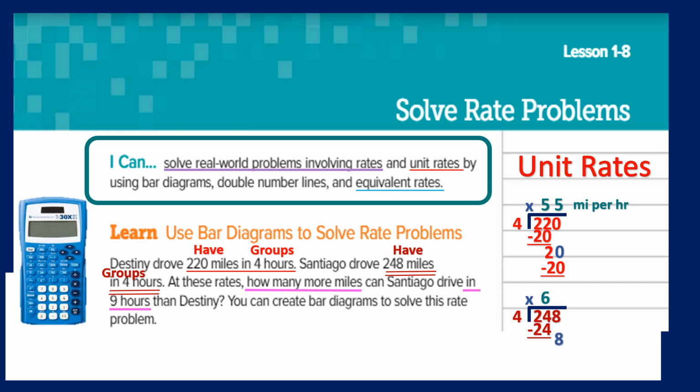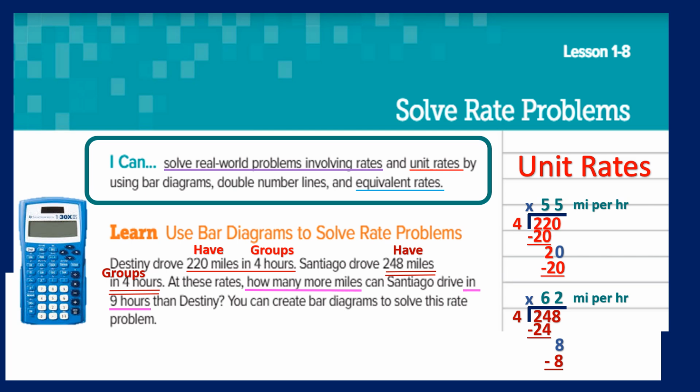I don't have anything left over, so I bring down my 8, and 4 will go into 8 2 times. That gives me a zero balance. So I know that Santiago was driving at a rate of 62 miles per hour. All right, so now with that said, we have to go to the second half of the question.